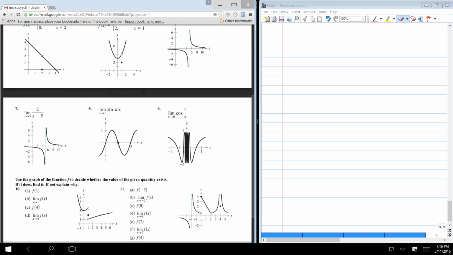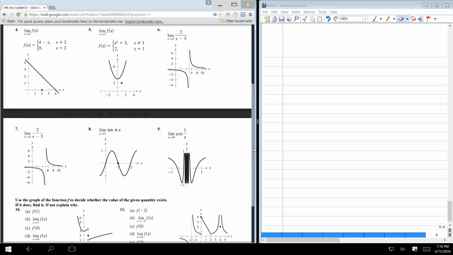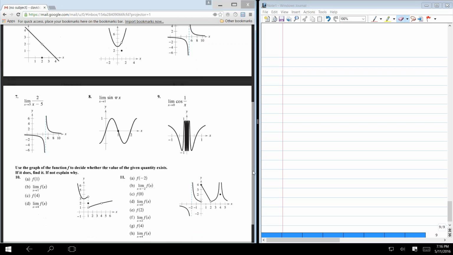7. What's the limit as, did we do 7? No, we didn't. 7 and 6 look amazingly similar. Yeah, they do. I think they are the same, aren't they? They are. 2 over x minus 5. The graphs certainly look the same. Okay. Yeah, they are the same. Well, let's look at 8.